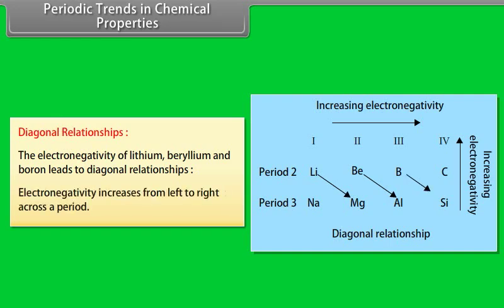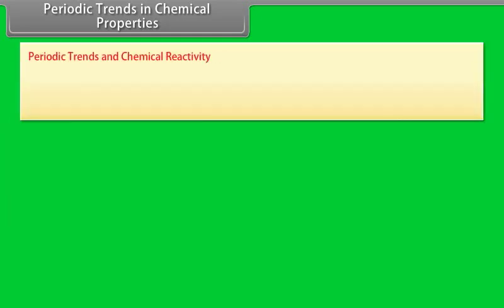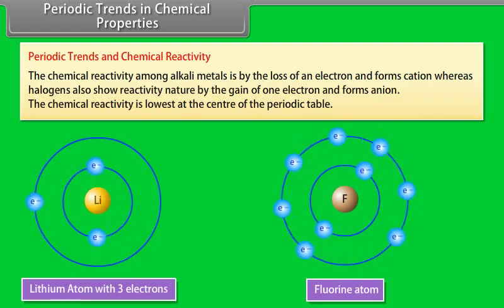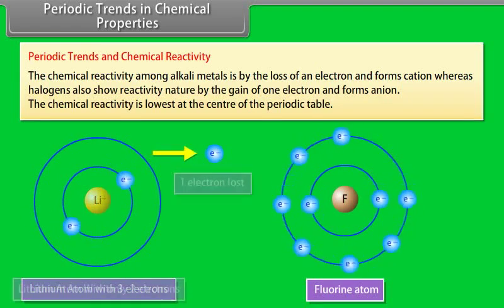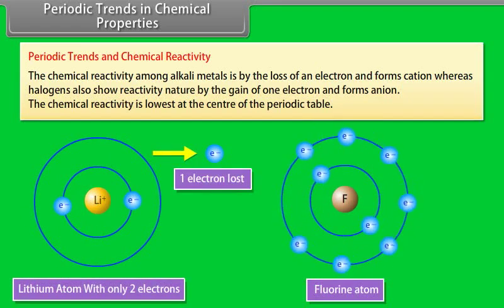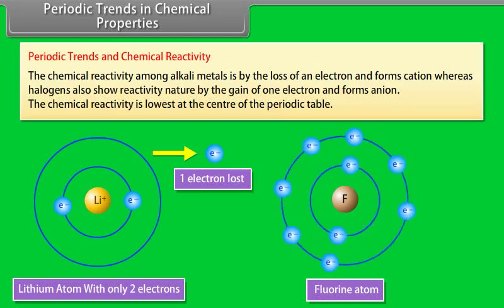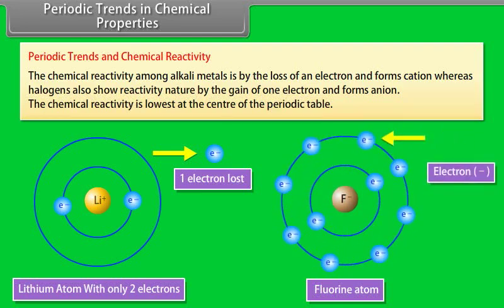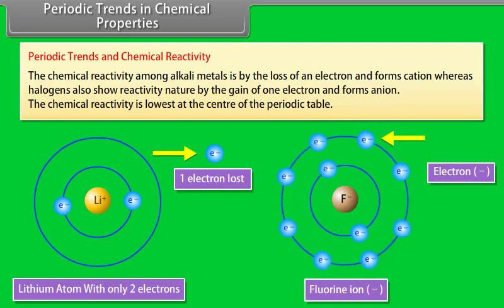Electronegativity increases from left to right across a period. Periodic trends and chemical reactivity. The chemical reactivity among alkali metals is by the loss of an electron and forms cation, whereas halogens also show reactivity by the gain of one electron and forms anion. The chemical reactivity is lowest at the center of the periodic table.